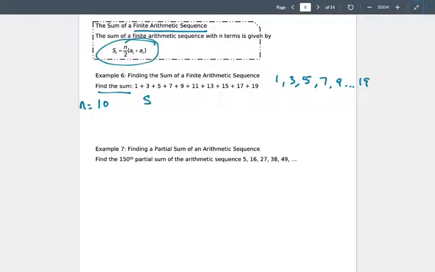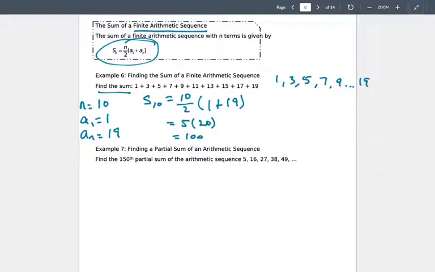So we're doing S sub 10, which means I'm wanting to find the sum of the first 10 terms. My n is 10, so I'm going to do 10 divided by 2. And then when you do a1, that's just your first term, which in this case is 1. When I do a n, that's the last term, which is 19. So we're going to do 1 plus 19. So I'm doing 5 times 20, which is the same thing as 100.